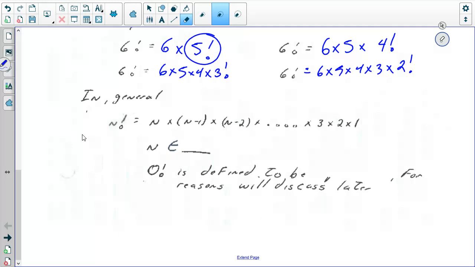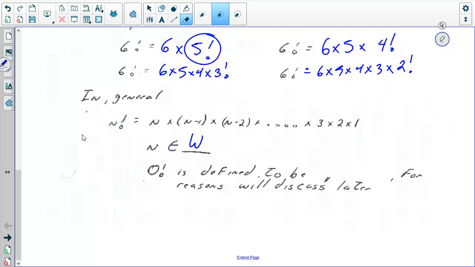If I gave you something like 99.5 factorial, and I kept subtracting 1 from that every time, I'm never going to hit 1. I'm going to go from 0.5 to negative 0.5. So the factorial notation that we work with is only dealing with whole numbers. Okay? No rationals, no integers, etc.